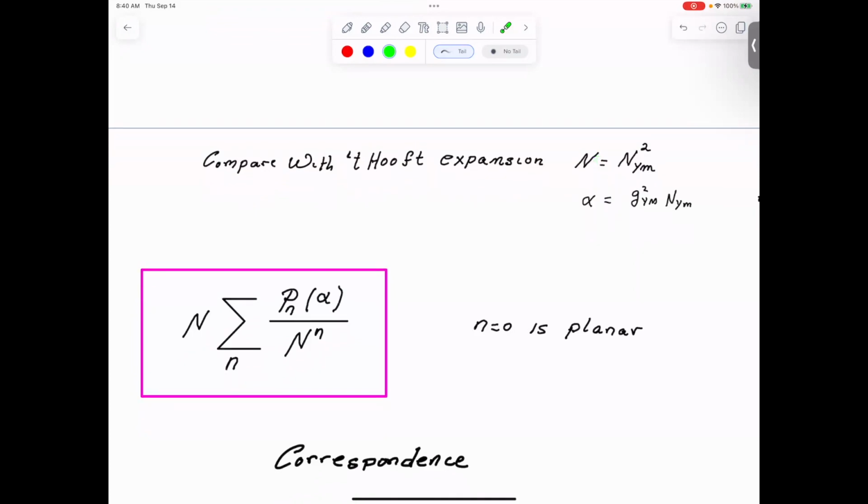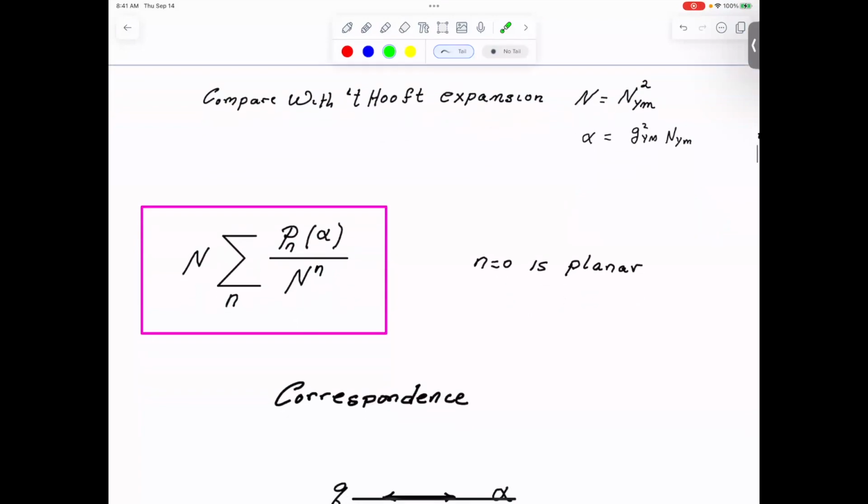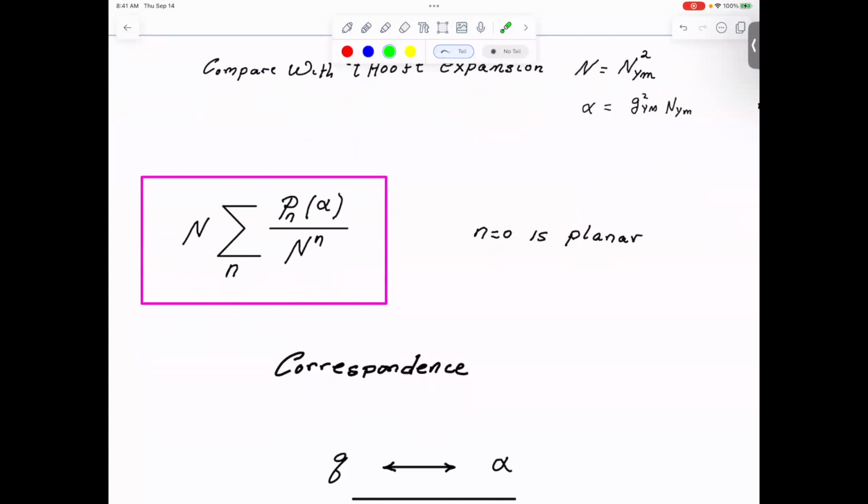The 't Hooft expansion, again, is of the same form: for each little n, an infinite polynomial in the 't Hooft coupling constant. Here's the 't Hooft coupling constant. Alpha is g squared Yang-Mills times N Yang-Mills. Each term is an infinite polynomial in alpha, divided by capital N to the little n, where the n equals 0 term now is not melonic, it's the class of planar diagrams, or better yet, the class of diagrams on a sphere, a spherical topology.